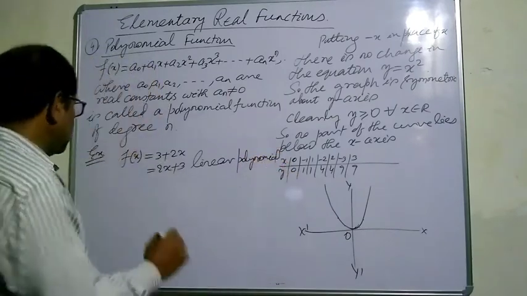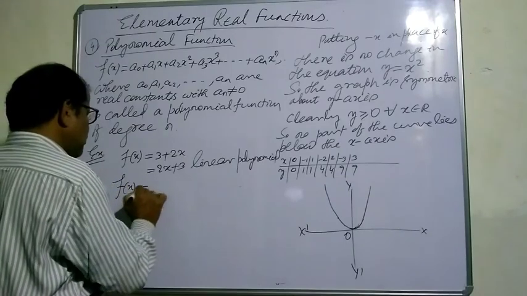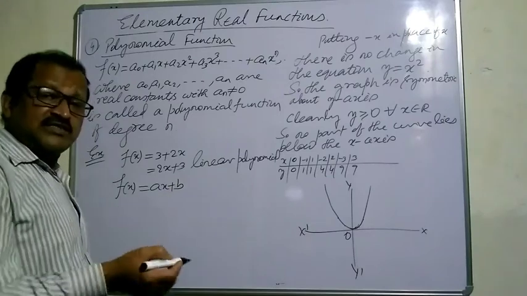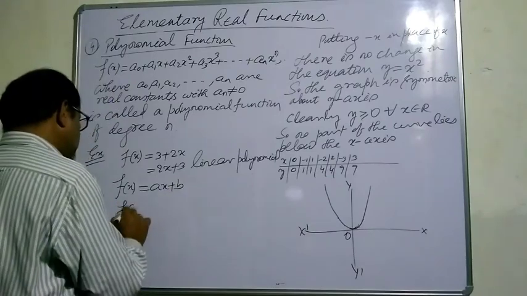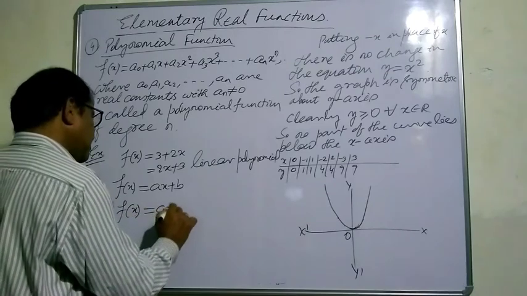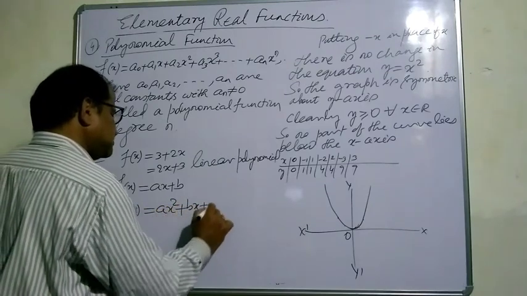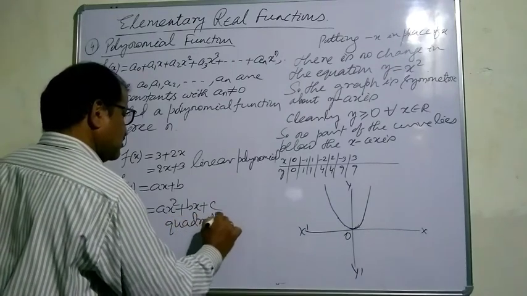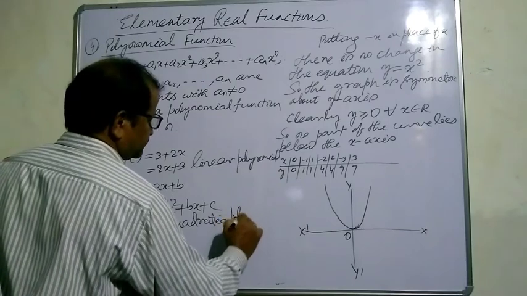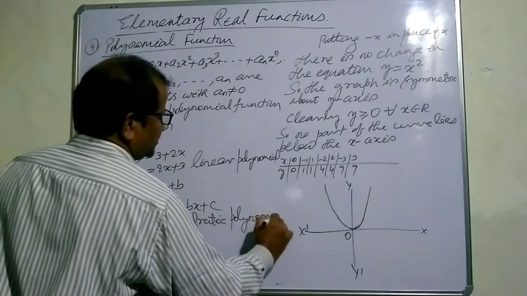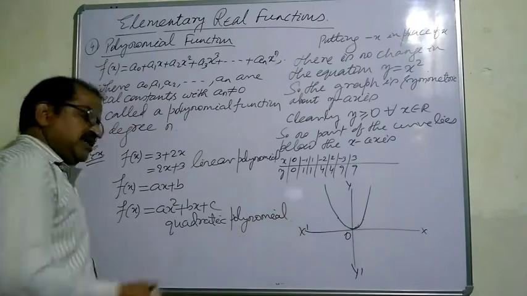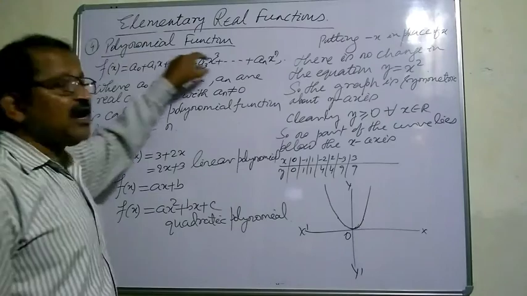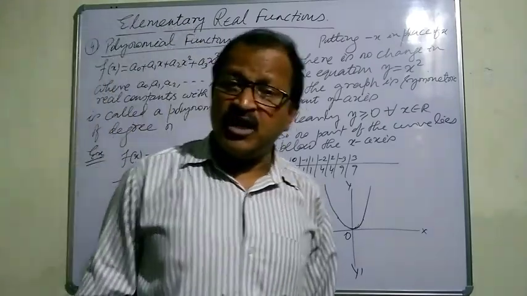Similarly, it is of this form: f(x) is equal to ax plus b. Then its graph will be a straight line. Then f(x) is equal to ax square plus bx plus c. This is called a quadratic polynomial. Like this, you may increase the degree of the polynomial. So anyway, this is the general form of a polynomial function.